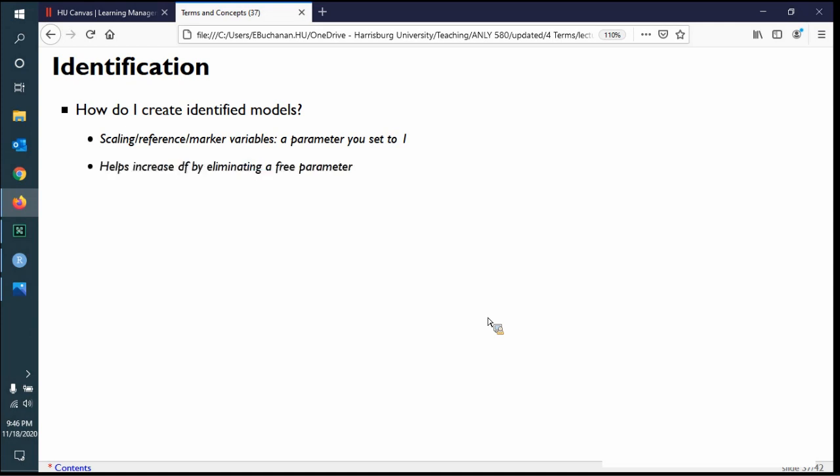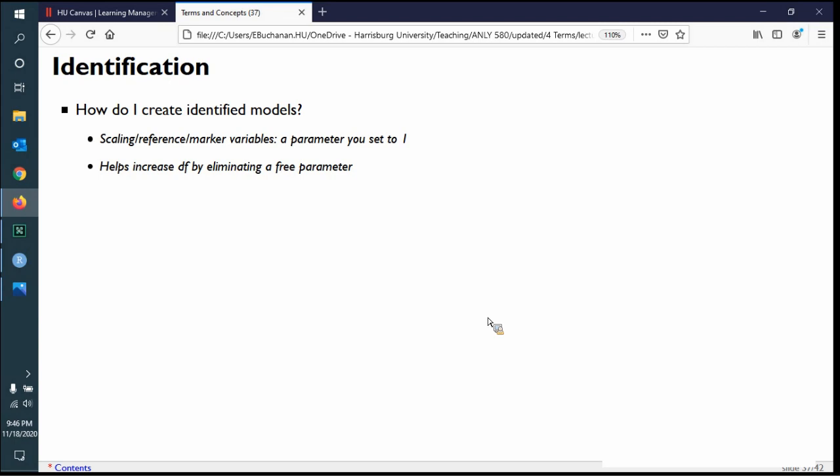And this helps us increase degrees of freedom and create identification by eliminating a free parameter. Now you're thinking, I have 24 free parameters. That's only three variables. Why can't I estimate those? Right. You can't, because then that section of the model is not identified. So each little section has to be identified, not just the whole big thing.